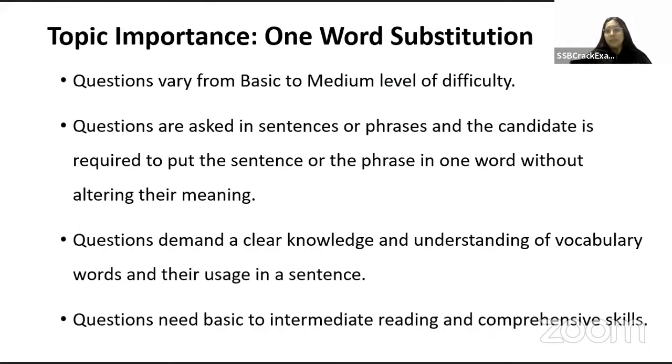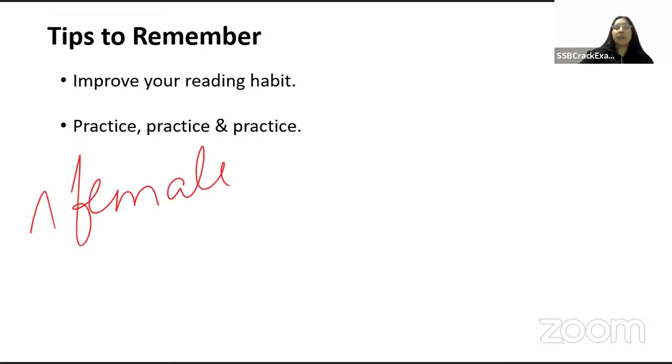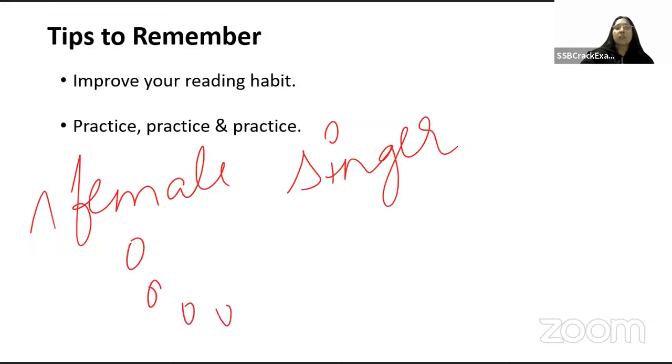Questions would vary from basic to medium level of difficulty. ठीक है, and questions are asked in sentences or phrases and the candidates are required to put the sentence or the phrase in one word without altering their meaning. So they just give you either a phrase or some kind of sentence. As we did in the previous classes as well, it can be anything. So maybe they can ask you about, if I say, maybe they write popular female singer, है ना? So they will just give you some options. So it can be anything, artist, singer, diva, whatever, right?